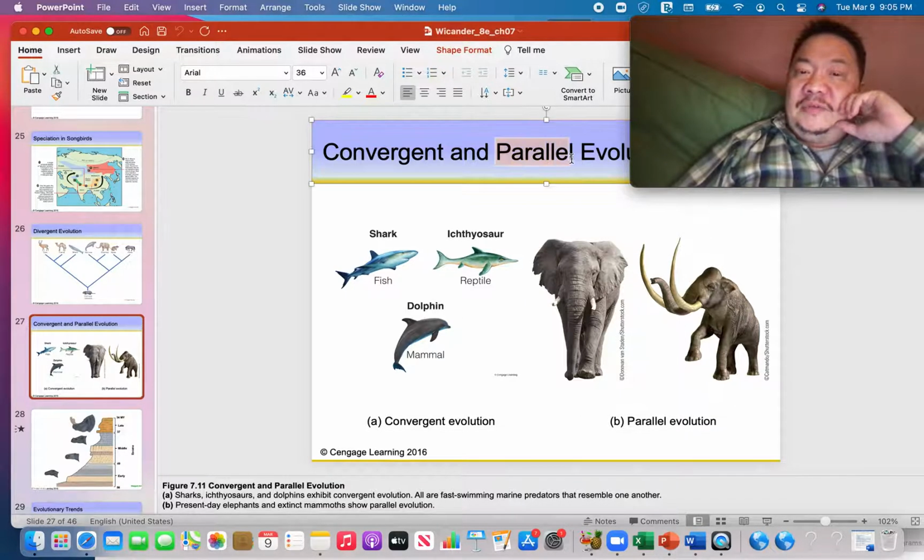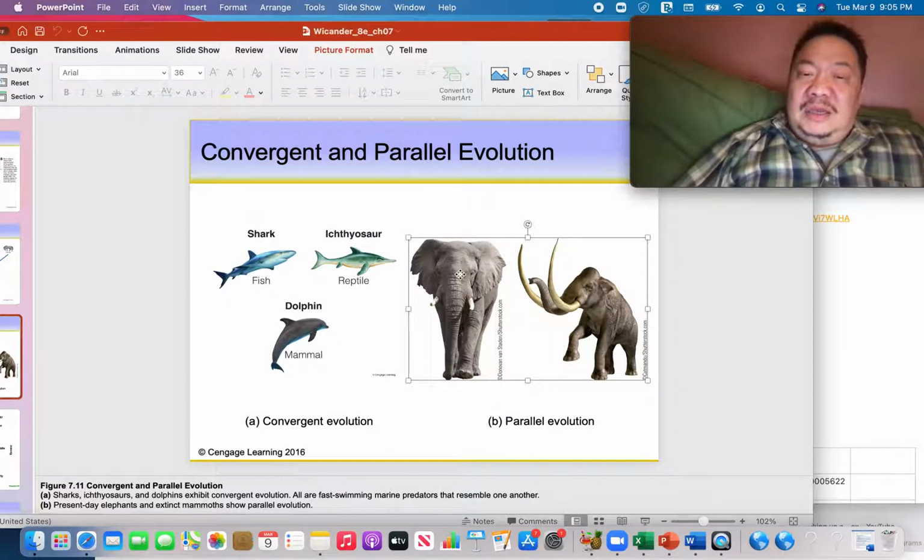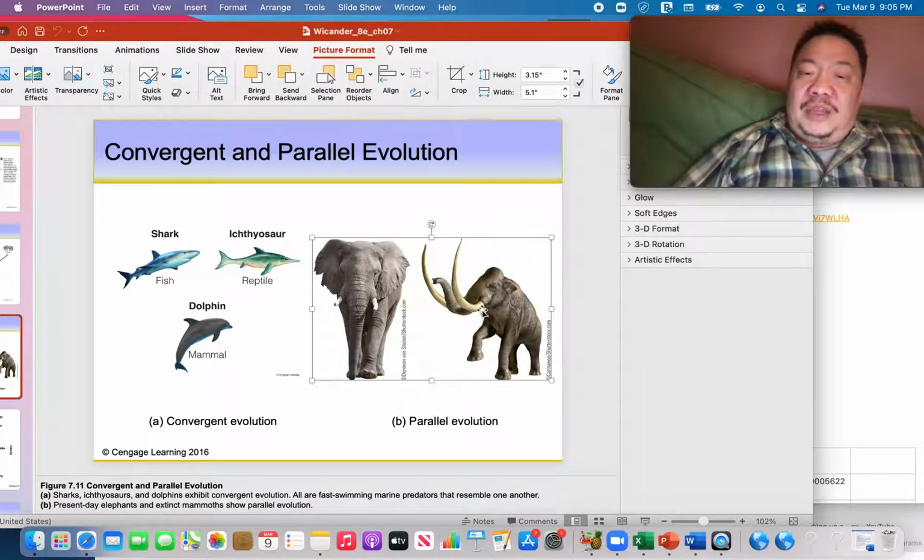Parallel evolution is something different. Parallel evolution is when you have closely related species, such as the elephant and the mastodon. The mastodon's now extinct, but the elephant is still with us today. The mastodon lived during the Ice Age. Clearly, they have a similar body form. They have a long trunk, big floppy ears, similar body shape. They're close in body form, and they're closely related because they came from a common ancestor.